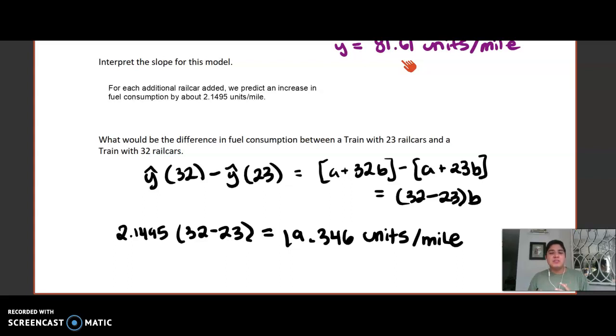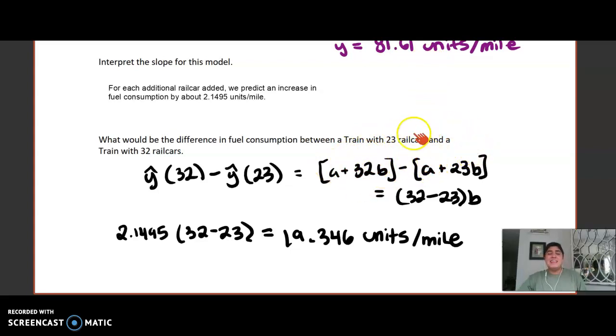What would be the difference in fuel consumption between the train with 23 rail cars and 32 rail cars? And so this one is not super intuitive. If you're like me, you would just plug everything in and then take the difference. But mathematically, some of you might have recognized that here's the form of the first equation, here's the form of the second equation.